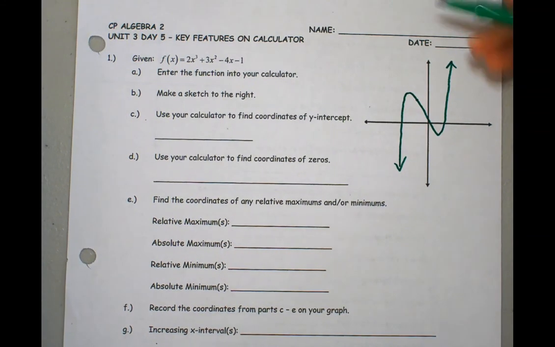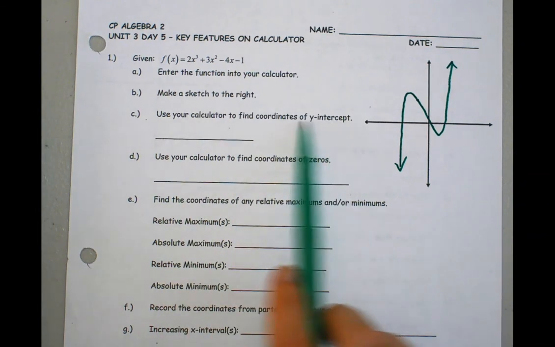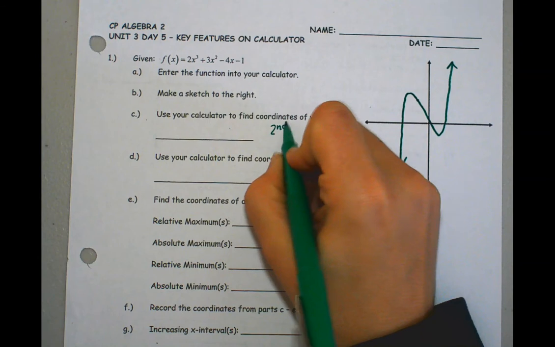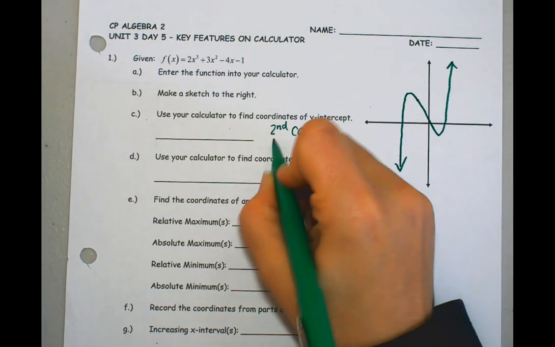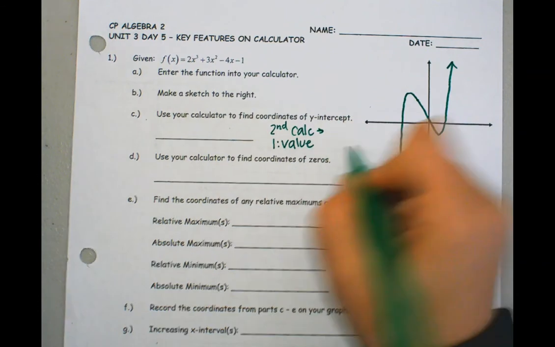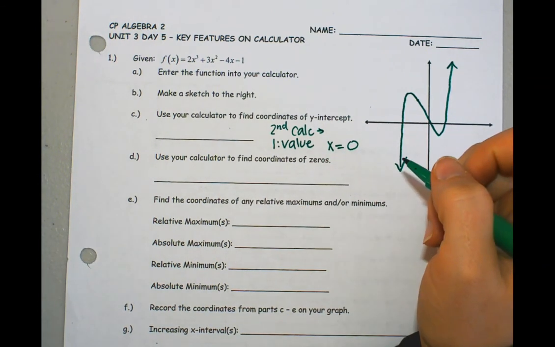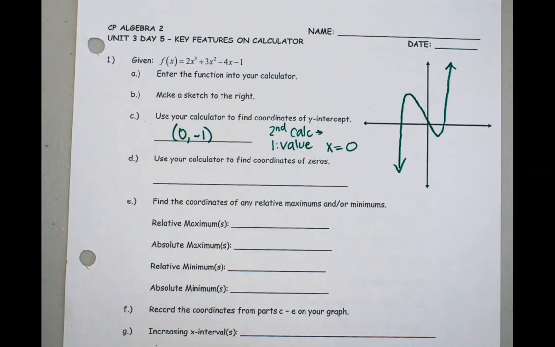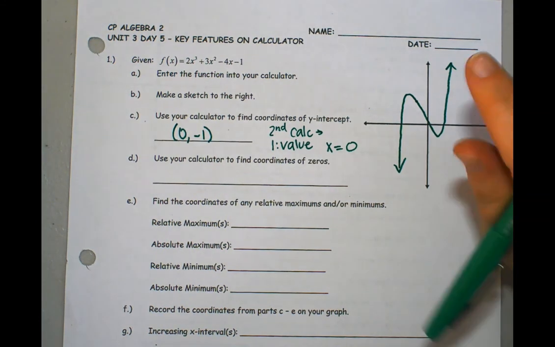So then I want to find these pieces. I entered it in my calculator. I made my sketch. So now I want to find my y-intercept. Remember, we find our y-intercept by hitting second calc. Then we hit number 1, which is value. And then our y-intercept is always when x equals 0. So when I do that, I would get the value 0, -1, which obviously my sketch is not great because my y-intercept should be down here at 0, -1, but that's okay. That's not critical at this point, so we'll be okay.